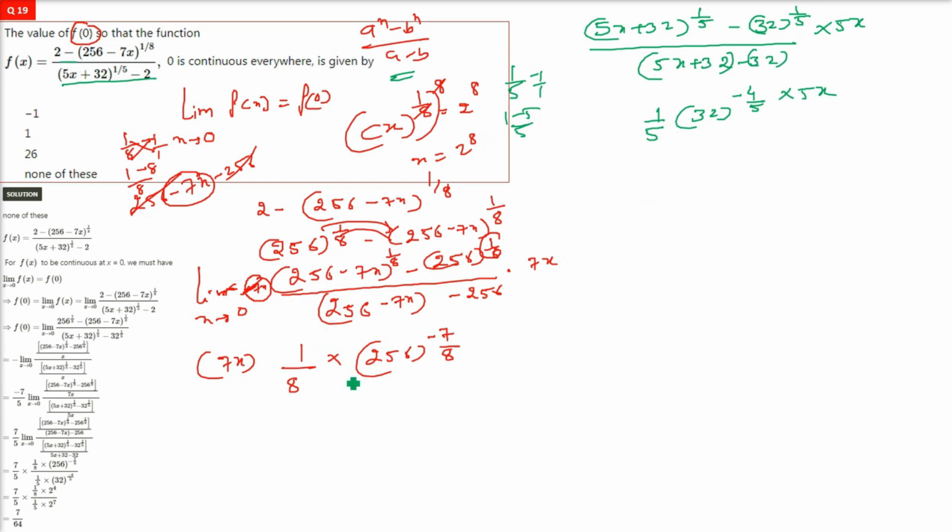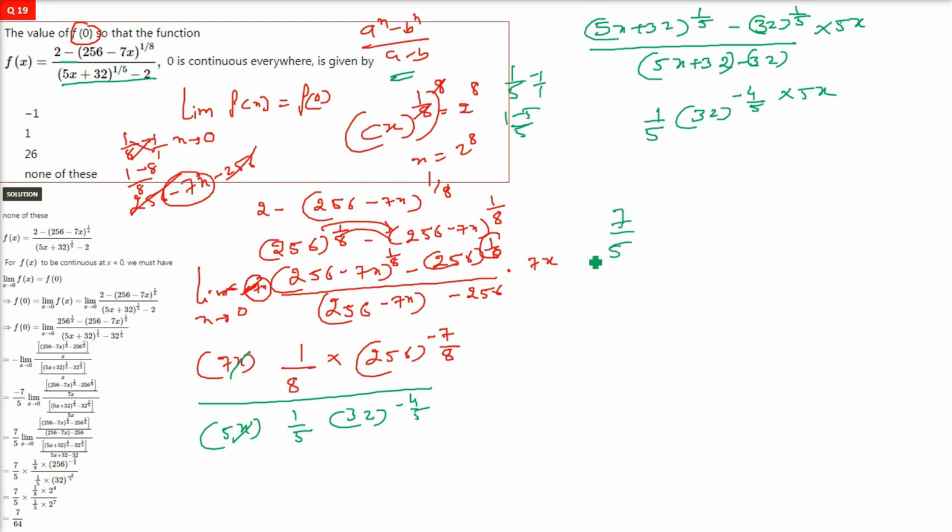Now we have got the numerator, we have got the denominator. And I am taking this denominator and placing it below the numerator, the result of what we have got. So it will be 1 by 5, 32 to the power minus 4 by 5, 5x. So if x gets cancelled, 7 by 5 it is.